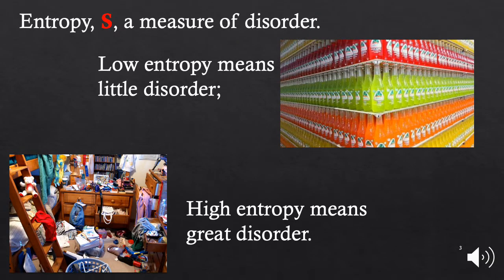Entropy has a symbol of capital S. Remember that capital letters represent state functions. A state function is a quantity whose value does not depend on the method used to measure it. This will come up again. Entropy is a measure of disorder. The more disordered something is, the more messy it is, the higher its entropy. The more ordered something is, the less its entropy.